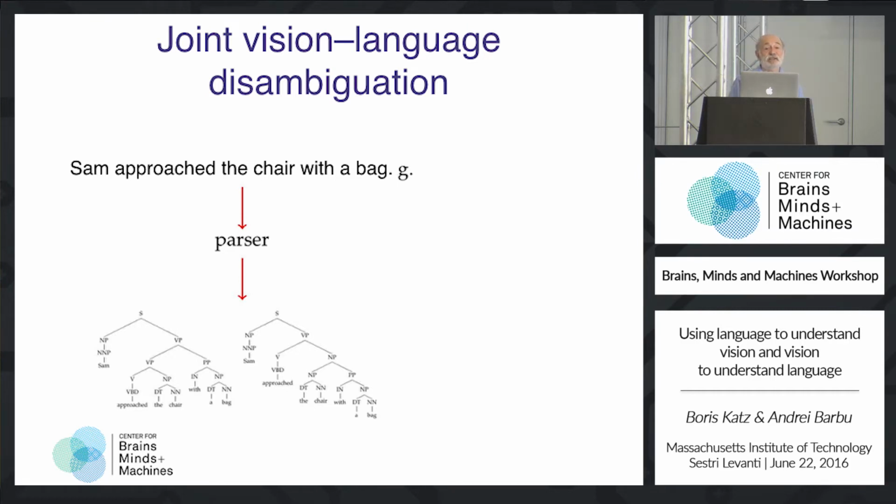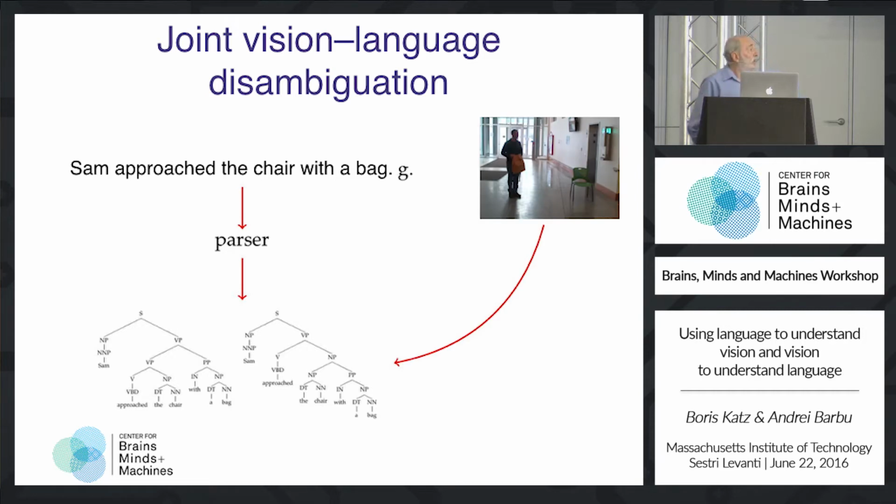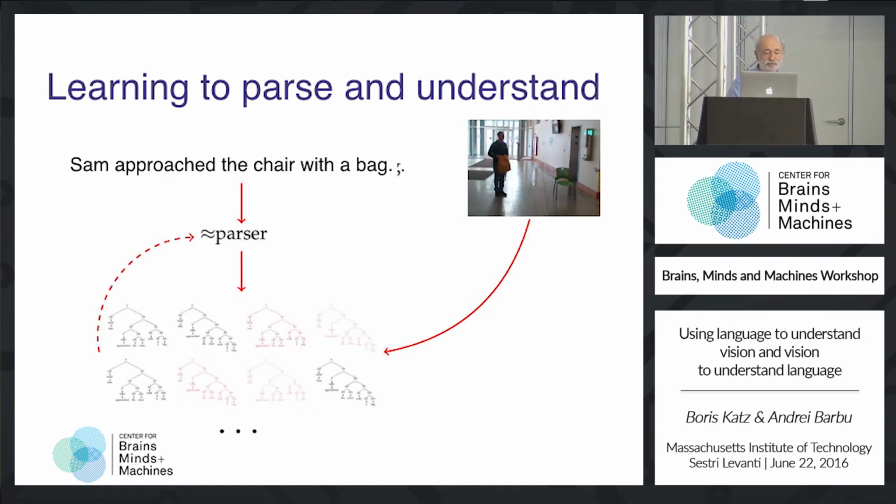Our answer is vision to the rescue. Note that seeing a video that depicts the action makes it possible for you to disambiguate the sentence that I just showed you and select just the right interpretation. And in the second part of the talk, Andrei will describe a model that, given an ambiguous sentence and a video, finds the correct interpretation of the sentence that correctly corresponds to the video. Yet another example of a very interesting but very difficult problem is understanding how humans, well, human children, acquire language.